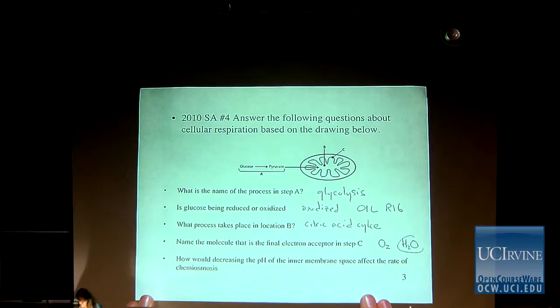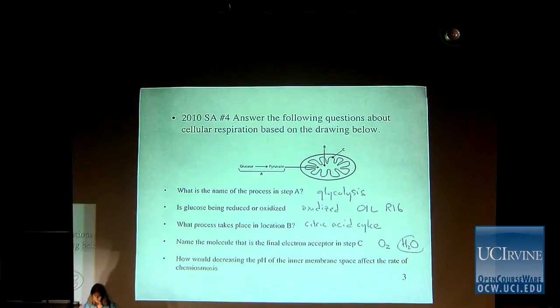How would decreasing the pH of the intermembrane space affect the rate of chemiosmosis? This one is a bit more tricky. Talk to each other for 30 seconds, and I'm going to ask you to vote. Okay. How would decreasing the pH of the intermembrane space affect the rate of chemiosmosis? Raise your hand if you say it increases the rate. Raise your hand if you think it decreases the rate. Okay, it's about 50-50, maybe a few less say decrease.